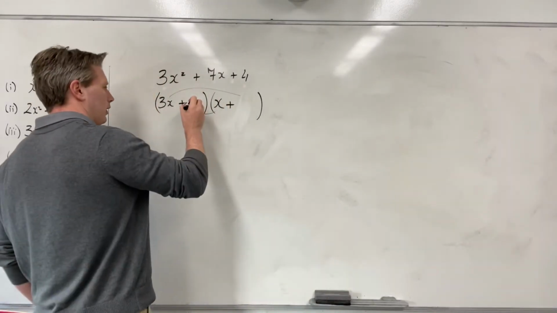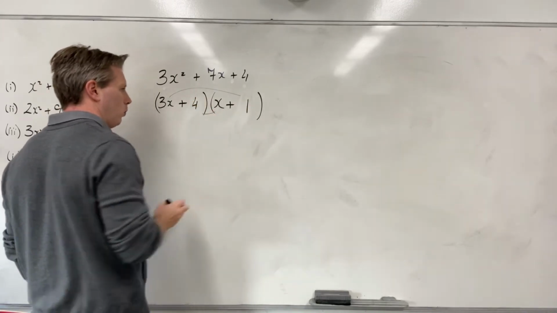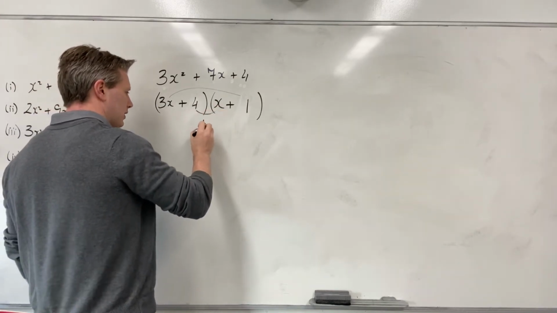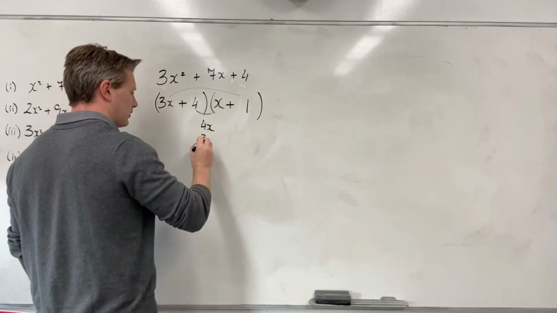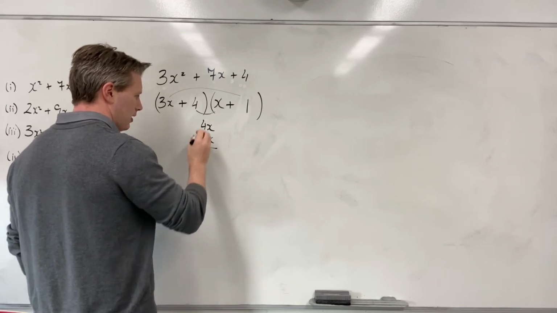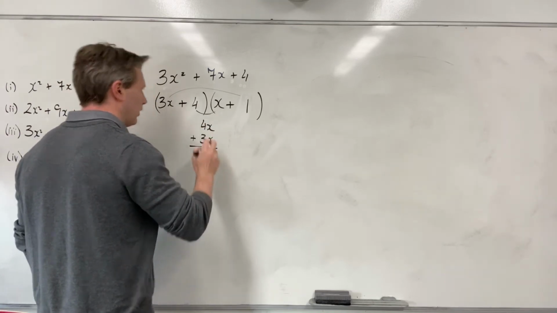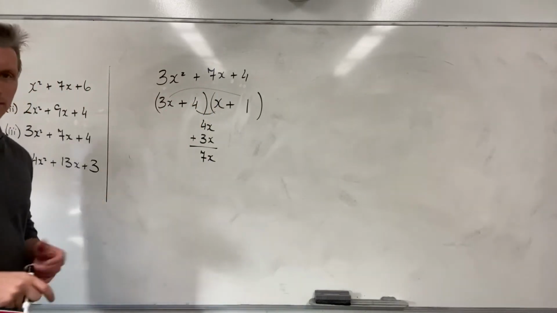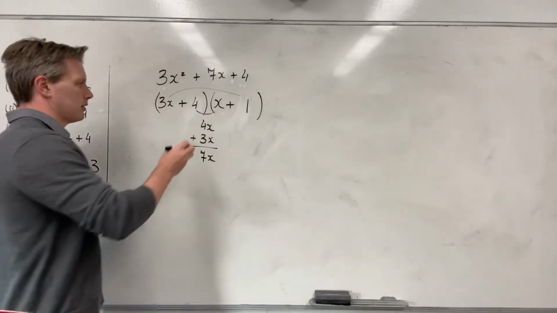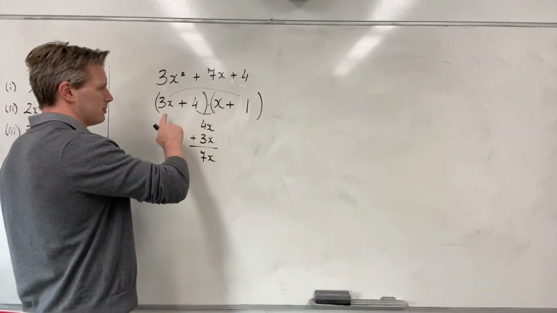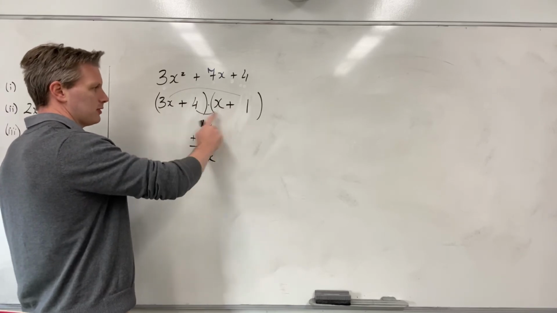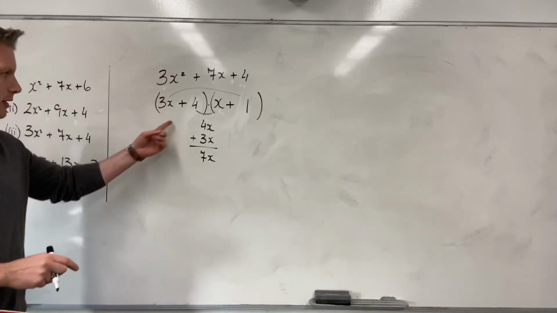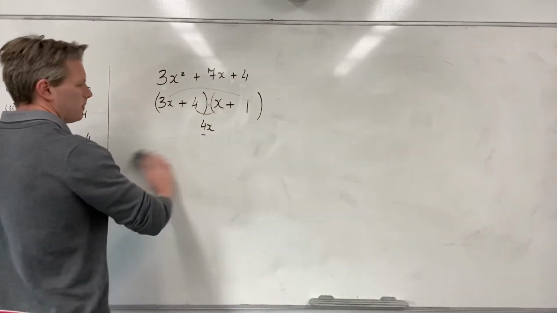Let's try 4 and 1. 4 times 1 is 4. 4 times x, that's 4x. 1 times 3x, that's 3x. 4x plus 3x, that's 7x. That's what I want. 7x is the central term. And so these are the factors: 3x plus 4 times x plus 1. Again, if you FOIL this out, 3x times x, 3x times 1, 4 times x, 4 times 1, you will see that you get 3x squared plus 7x plus 4 back. So these are, in fact, the factors.